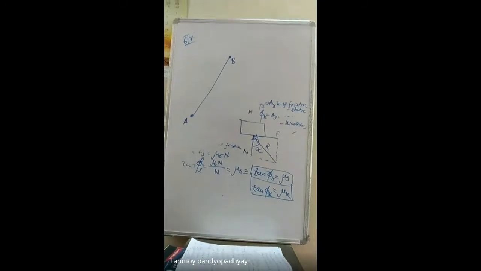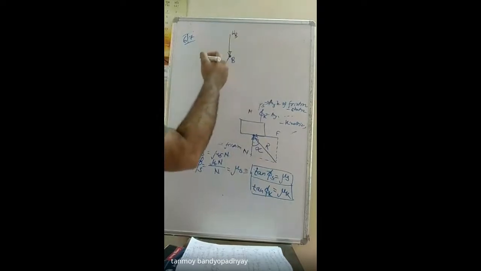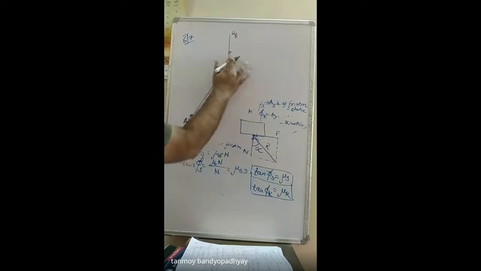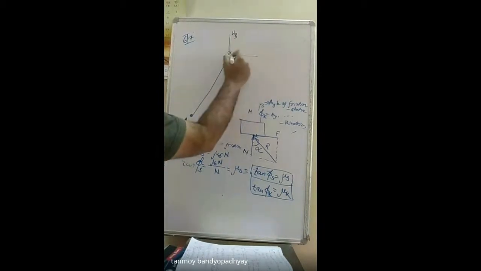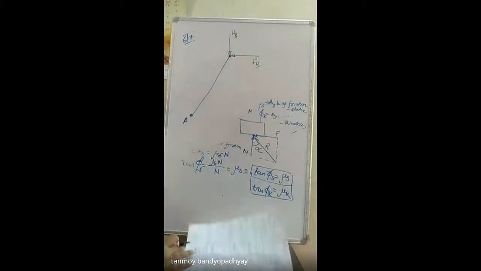So there is a weight acting at the point B. I'm calling it WB. And what else? Since it's resting on a surface, there will be a reaction force. I'm calling this the frictional force FB.